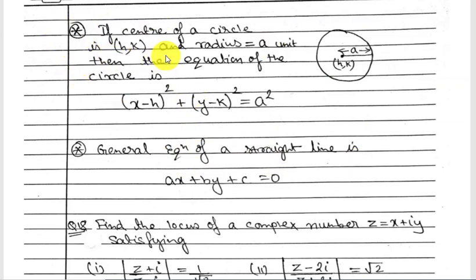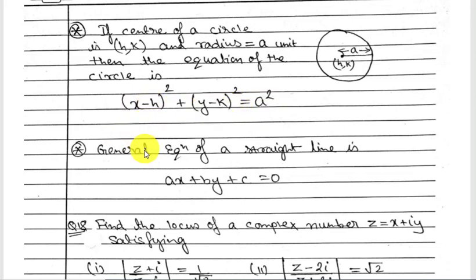Suppose I have a circle whose center is h comma k and radius is a unit. If the center of a circle is h comma k and its radius is a unit, then the equation of that circle is given as (x minus h) whole square plus (y minus k) whole square is equal to a square, where a is the radius and h comma k is the center.